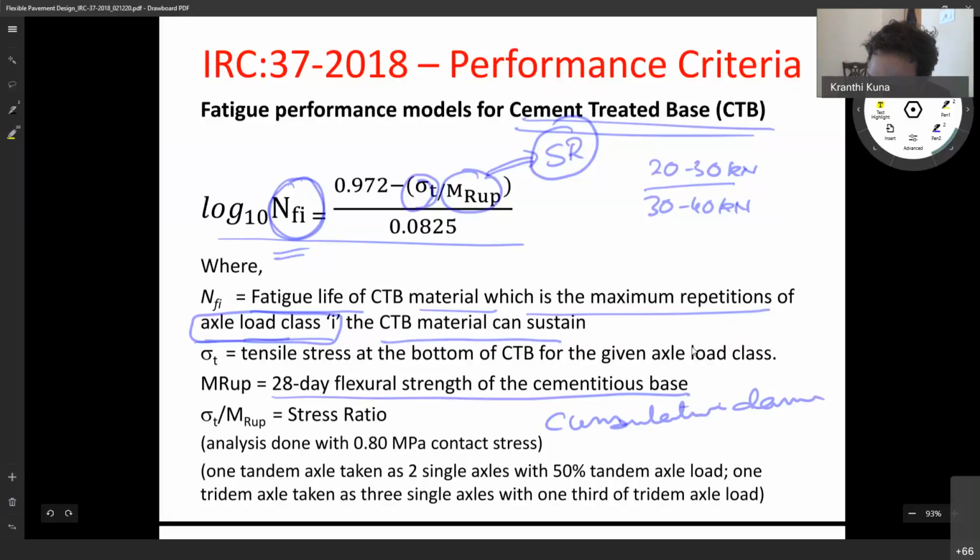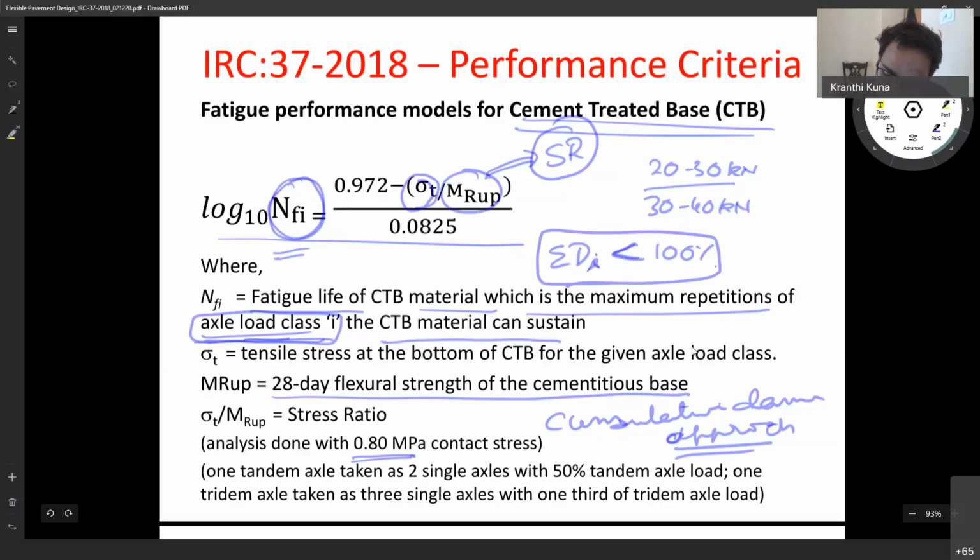So what I'll do is, I will discuss an example tomorrow with the cumulative damage approach, so that it will be more clear. Rather than spending more time here, I'll spend it on other aspects. But remember, you have to run the analysis for each axial load group and find out the damage consumed by each axial load group. The sum of all the damages, if you remember Miner's principle, should be less than 100%. That is what we try to find out.